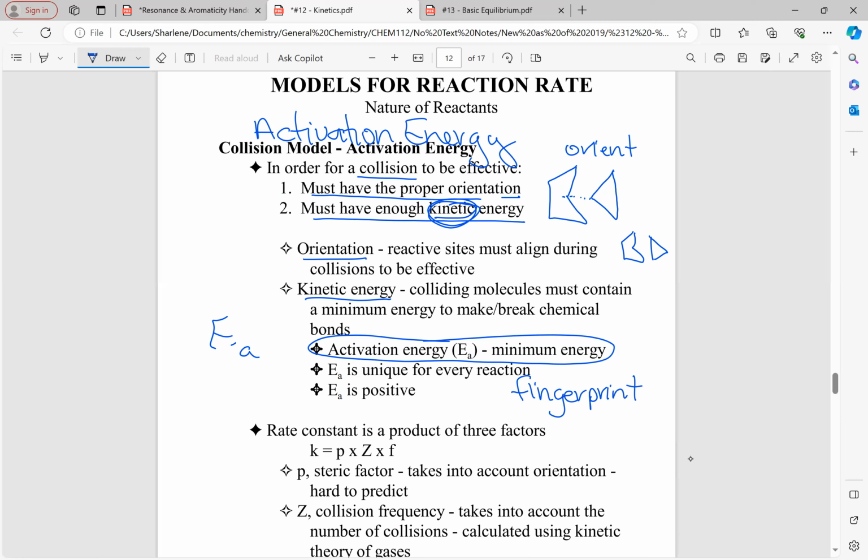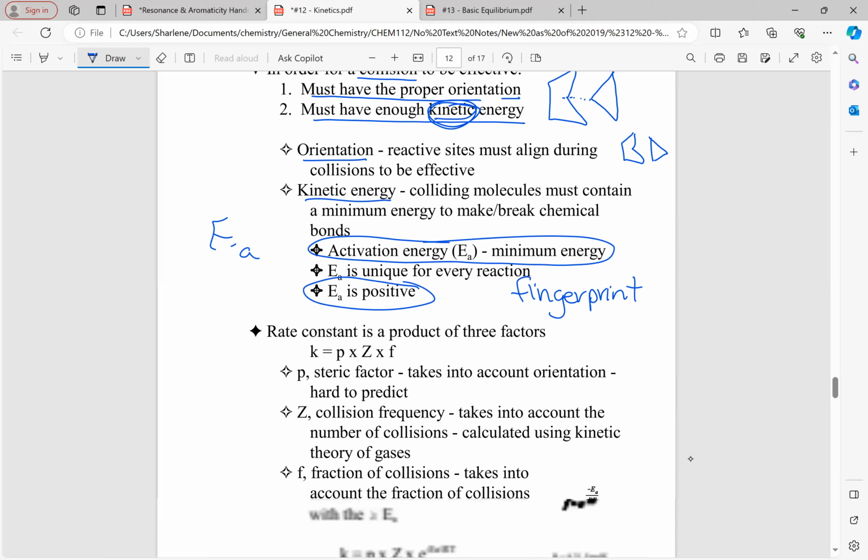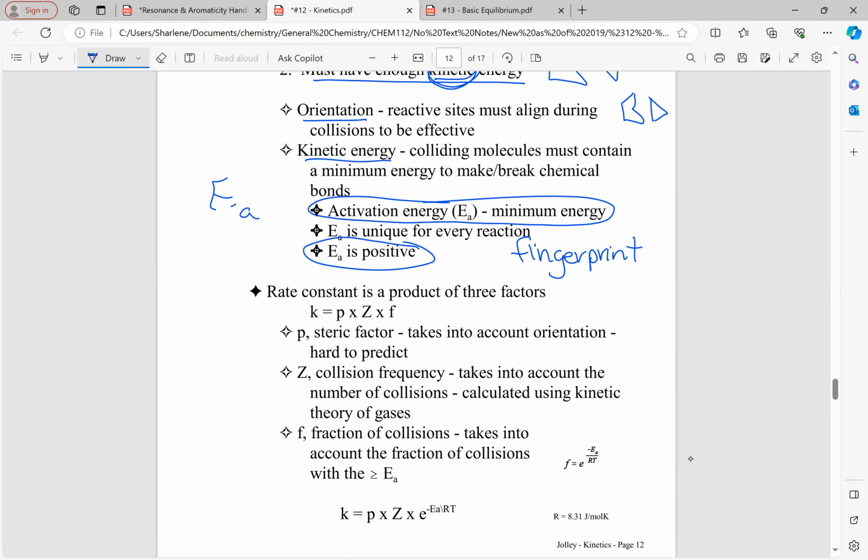Every reaction is different. Every reaction is unique. And it's also always positive. Okay, this is the energy you have to put in to get a reaction going. Okay, you're not going to get energy out to get a reaction going. So it is always, always, always positive. All right, and like we talked about above, it has to take into account this orientation, this kinetic energy.